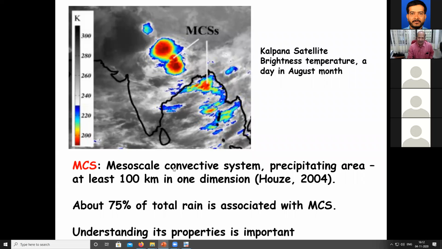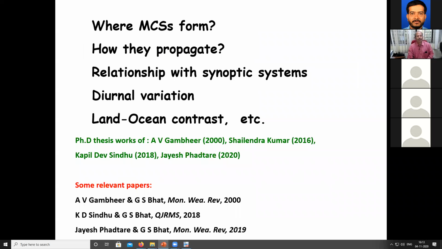So how is a mesoscale convective system defined? As having a precipitation area of at least 100 kilometers in one dimension or one direction. About 75% of total rain is associated with MCS. Therefore, if you want to understand our precipitation, you have to understand the mesoscale convective system in the monsoon clouds. You can ask a number of questions here, like where the MCS is formed, how they propagate, what is the relationship with the synoptic system, is there a diurnal variation, land-ocean contrast, a number of questions can be asked.